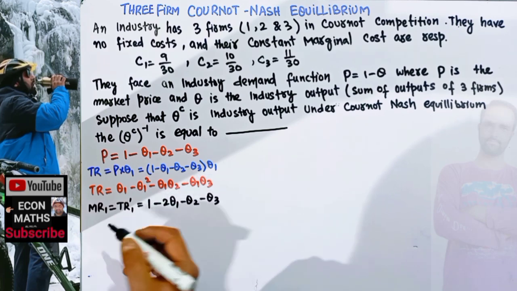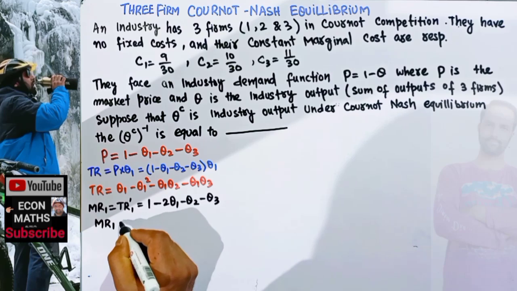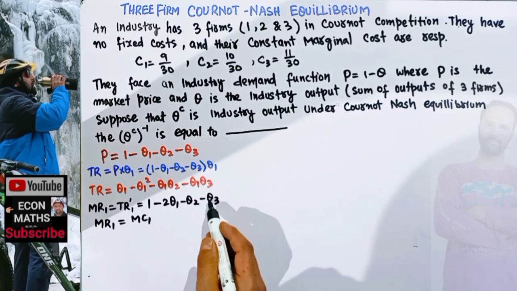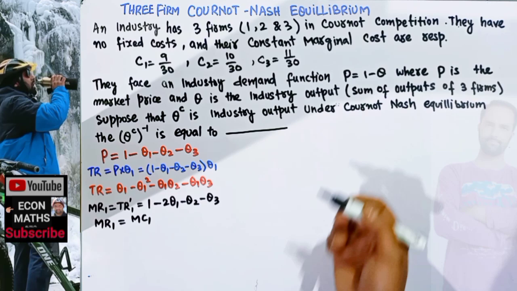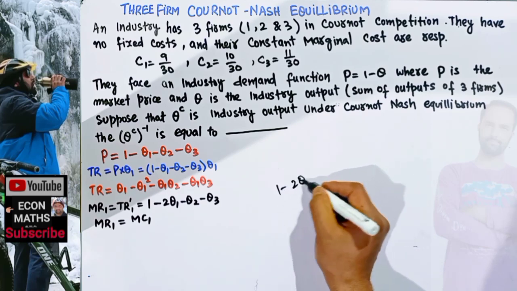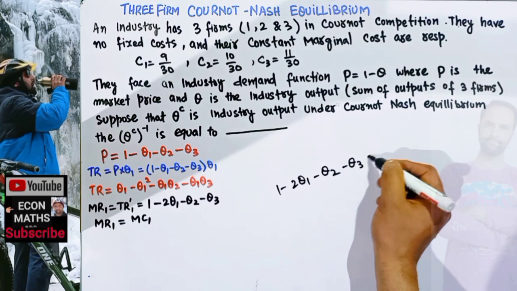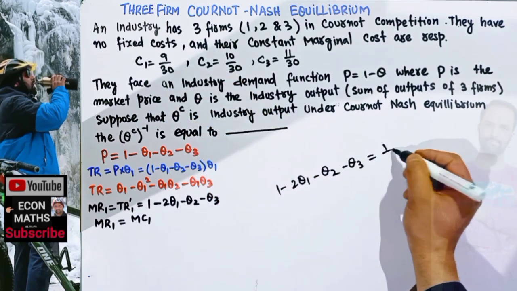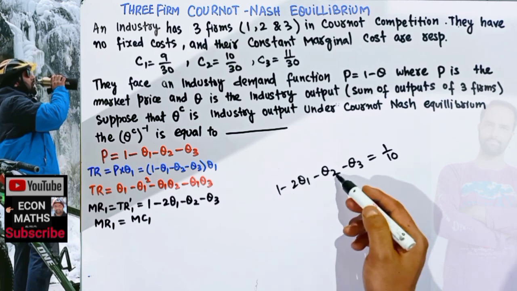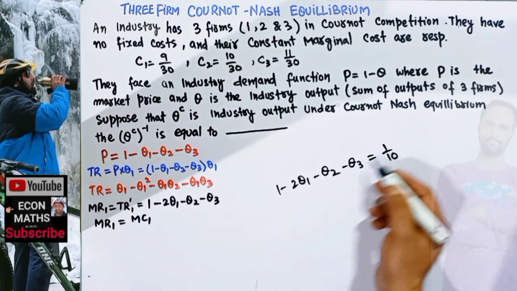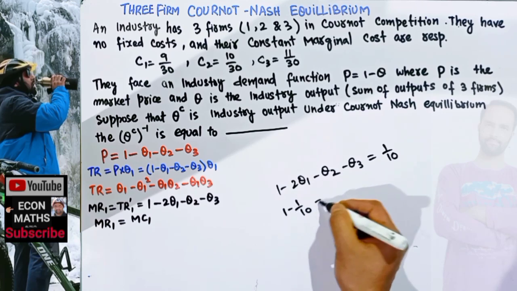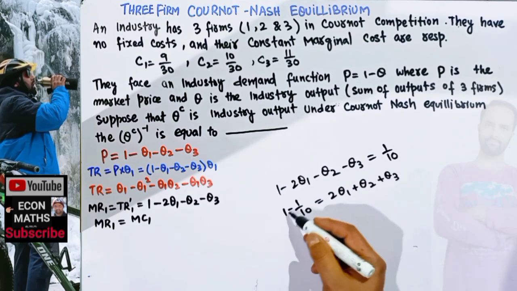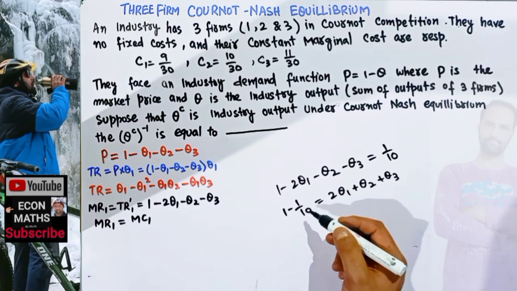Now we equate marginal revenue with marginal cost. That means marginal revenue of firm 1 should be equal to the marginal cost of firm 1. Marginal revenue is given by this very function, so we have 1 minus 2Q1 minus Q2 minus Q3. We equate it with the marginal cost of firm 1, which is 9/30, and we can write it as 3/10. If I transpose these terms, they will become positive, and if I transpose the marginal cost, it will become negative. So we have twice Q1 plus Q2 plus Q3.